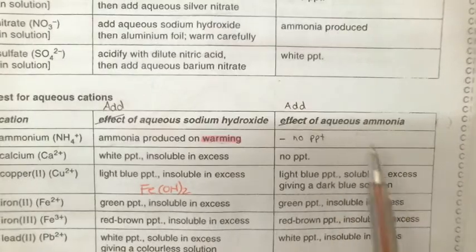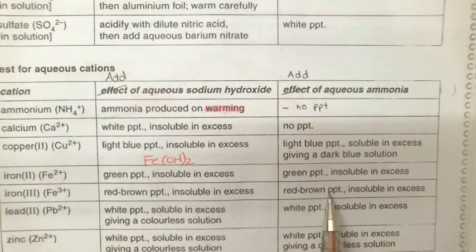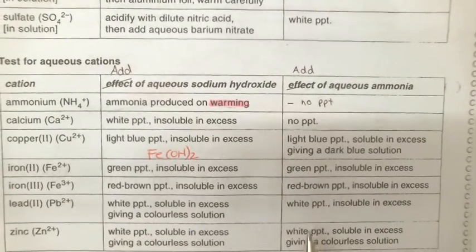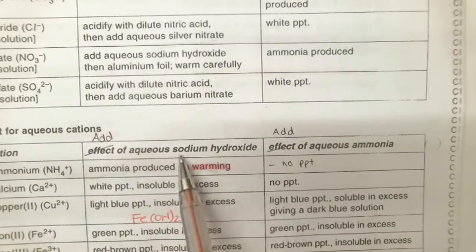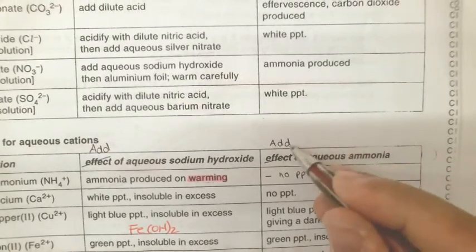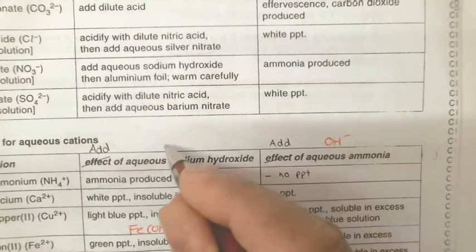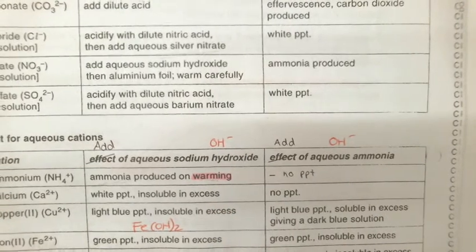The same with the aqueous ammonia. The green PPT here is also iron 2 hydroxide. The red brown PPT similarly, iron 3 hydroxide, and so on and so forth. So in fact, the addition of sodium hydroxide and aqueous ammonia is to provide a huge amount of hydroxide ions. We'll deal with this again later.